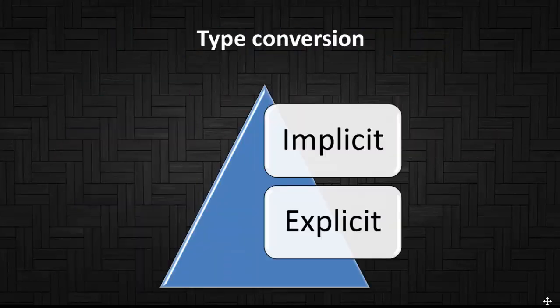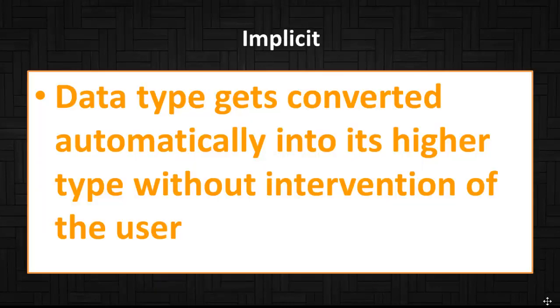Type conversion. Data can be converted in two ways: implicit type conversion and explicit type conversion. Implicit type conversion: when data type gets converted automatically into its higher type without intervention of the user, it is implicit type conversion.